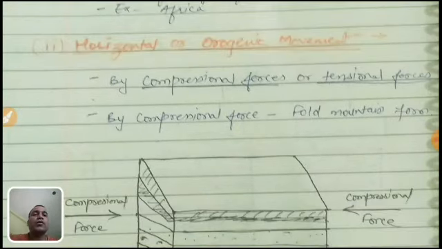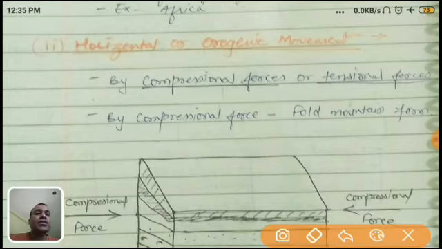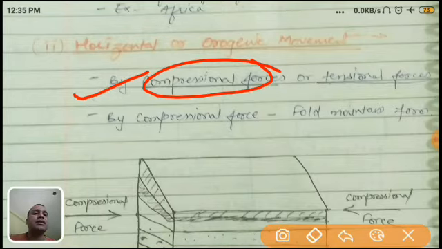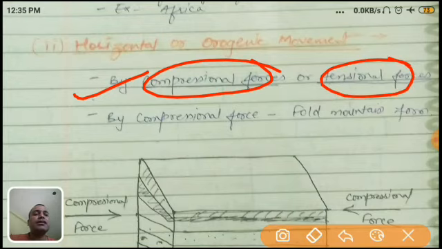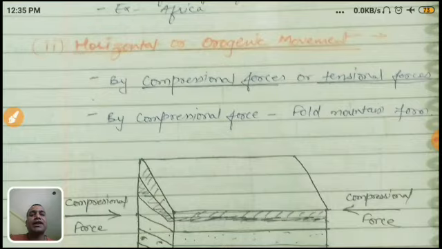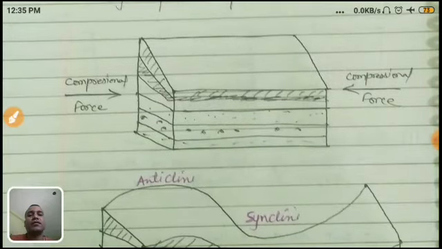Horizontal or the orogenic movement, by compressional forces or the tensional forces. There are two forces, either compressional or tensional. Compressional forces form fold mountains. How? Now see, this is the structure of landforms.